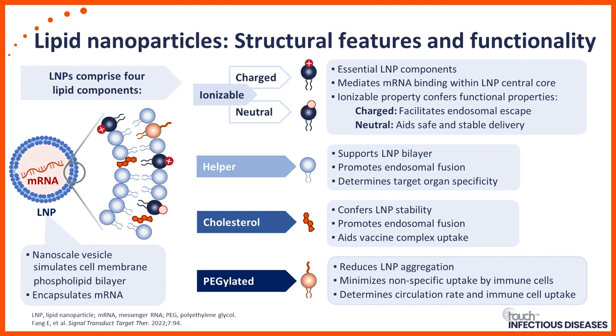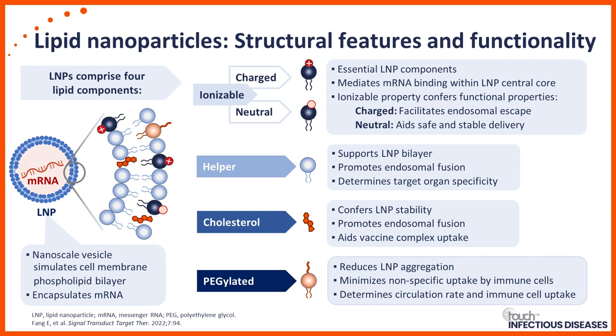The ionizable lipid is an essential component. It mediates the mRNA binding with the core of the lipid nanoparticle, and it facilitates endosomal escape. So once the lipid nanoparticle gets into the cell, the endosome matures and the pH drops. As this happens, the ionizable lipid again becomes charged and releases the RNA from the endosome.